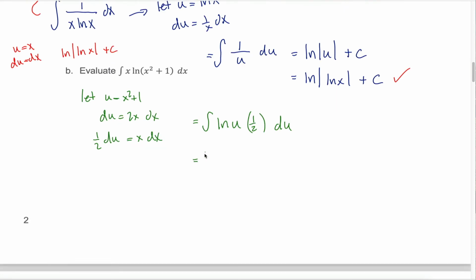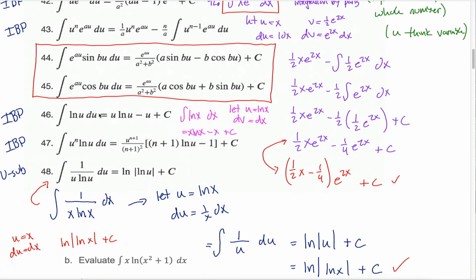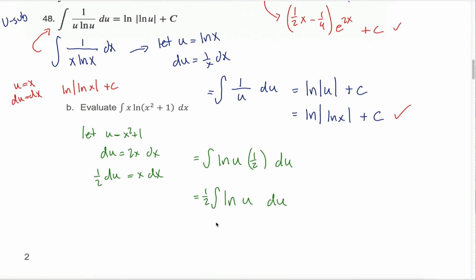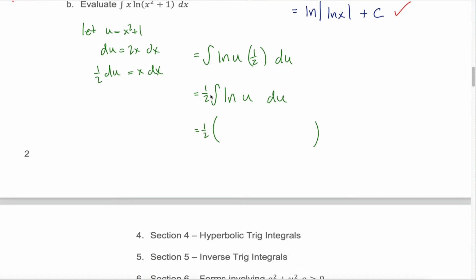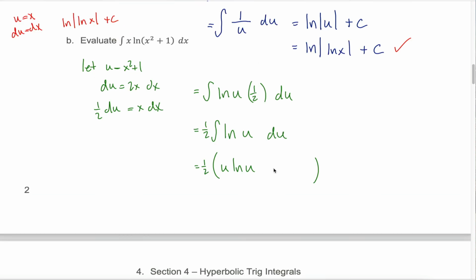I got a constant that I could pull out in front of the integral, so I get 1/2 times the integral of the natural log of u du. At this point, I could figure out the antiderivative of the natural log of u du doing integration by parts if I really wanted to, or I could come up here to equation 46 and be like the integral of natural log of u du is just equal to u natural log of u minus u plus c. So instead of writing the integral of natural log of u, I'll write u natural log of u minus u plus c. I don't have any integral symbols down here, so I don't have any more calculus to do.